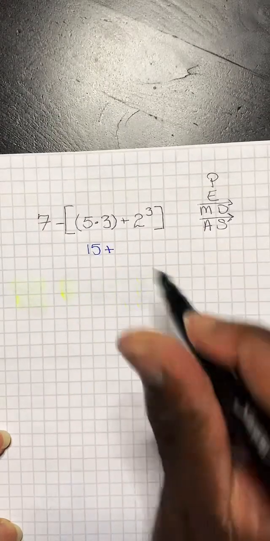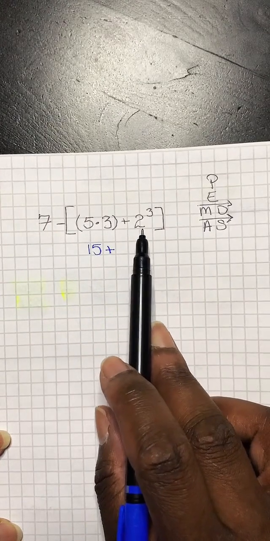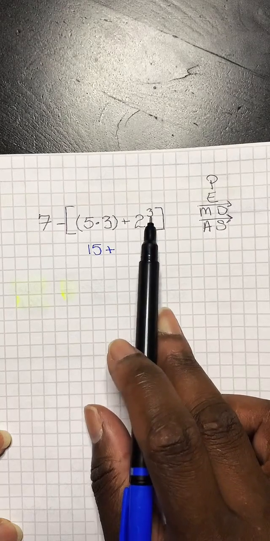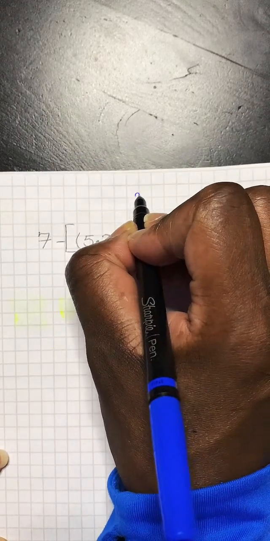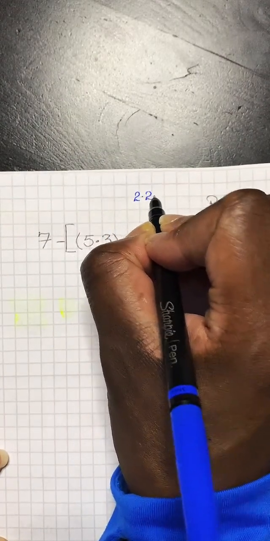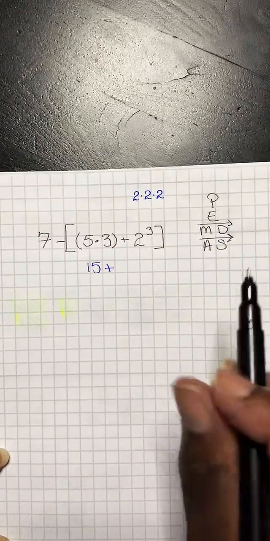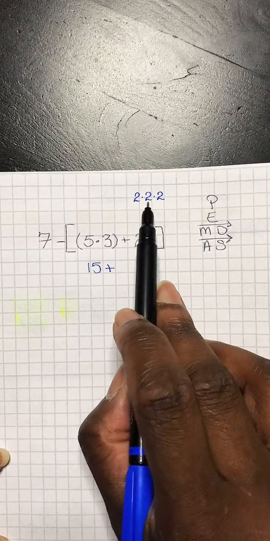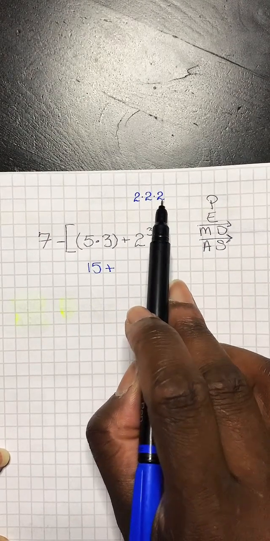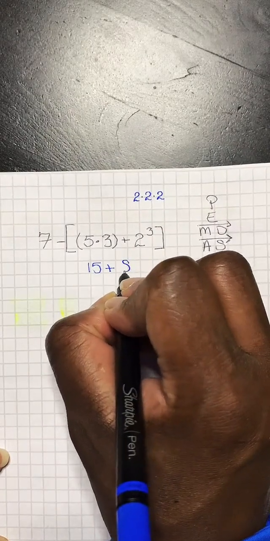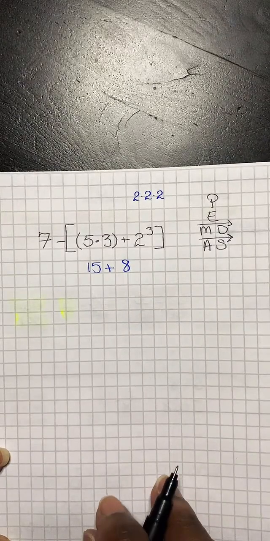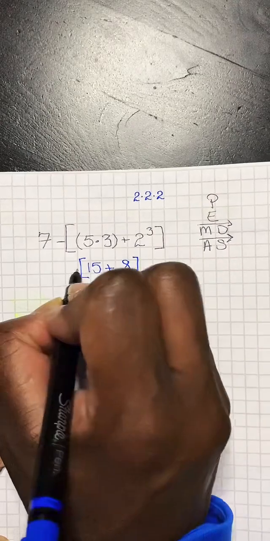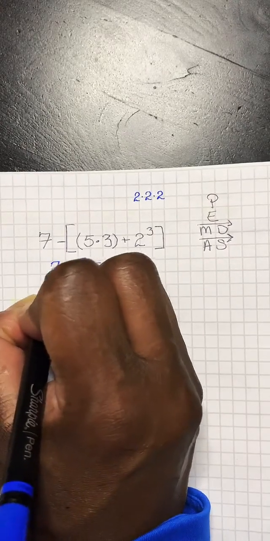And 15 is going to be added to our exponent, 2 to the third power. That's not 6, okay? 2 to the third power, I'm going to put it up here. That's the same as saying 2 times 2 times 2. Okay? I'm multiplying this base of 2 3 times. 2 times 2 gives me 4, and 4 times 2, that gives me 8. Okay, so I'm going to put the brackets around this, and then we have our minus 7 out here.